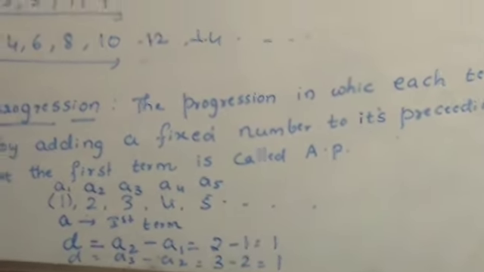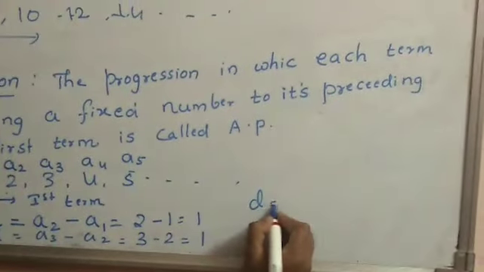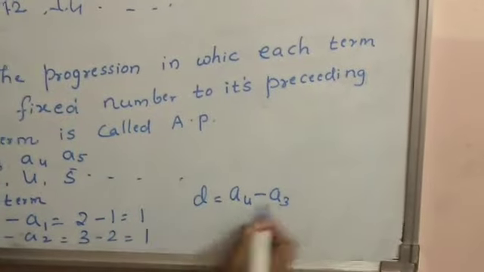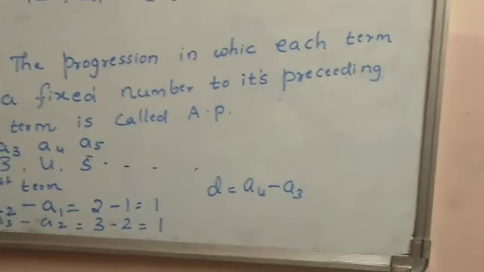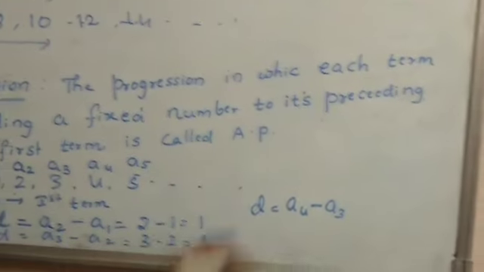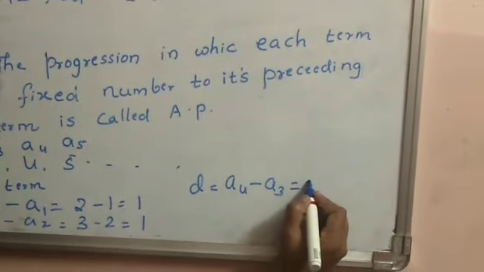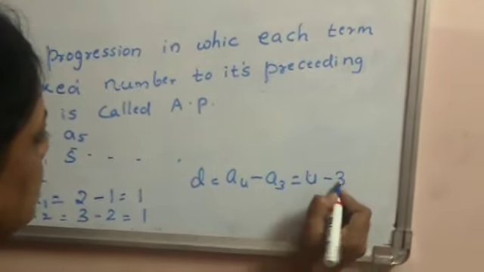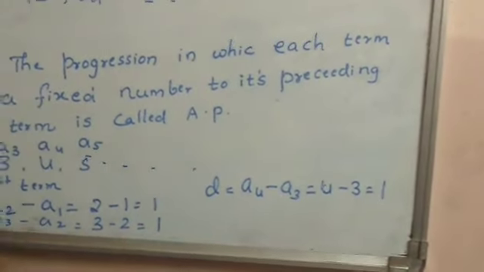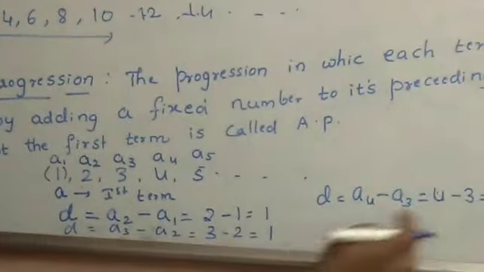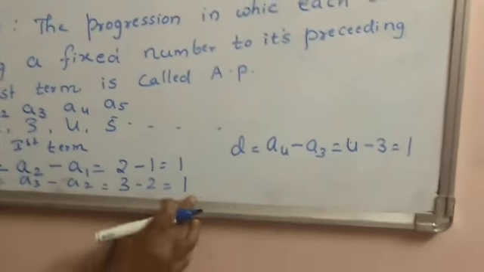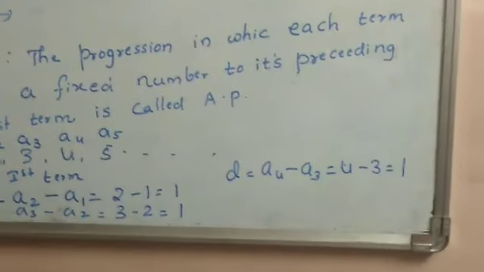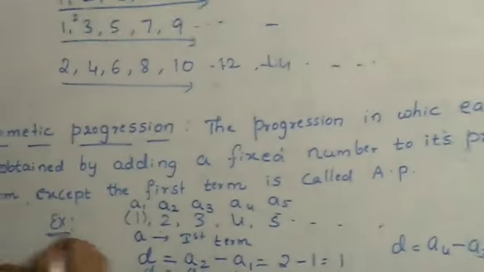Again we will get the 1. Again one more. We will check out A4 minus A3. Next term minus the preceding term you have to do. Then we will get what here? A4 is what here? 4. 4 minus 3 equals 1. What you got here? D. D is the common difference here. 1, 1, 1. Hence this forms an AP. This is the example for AP.